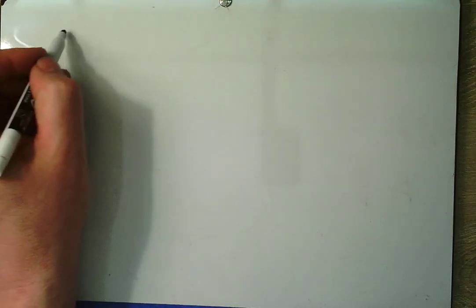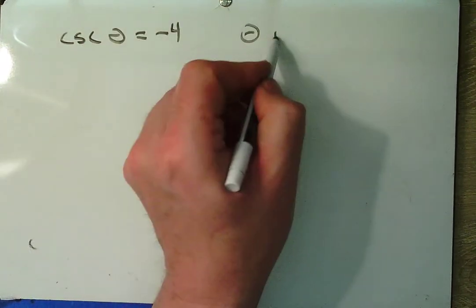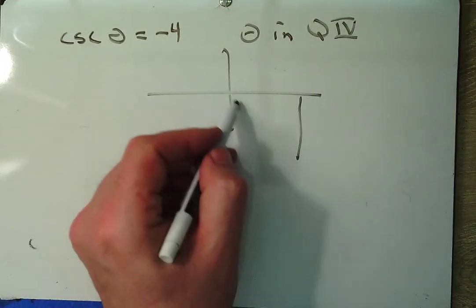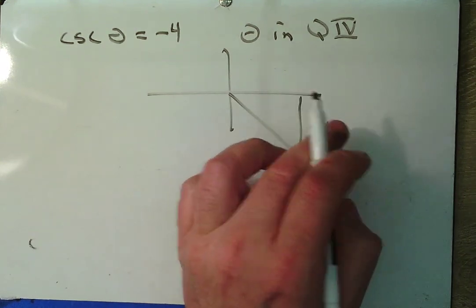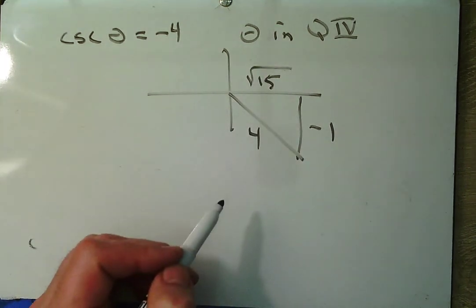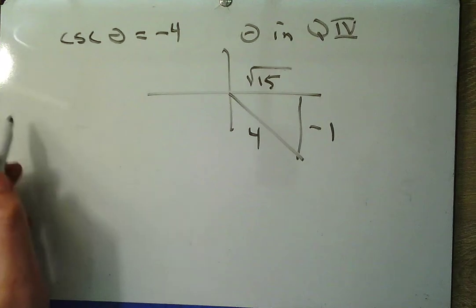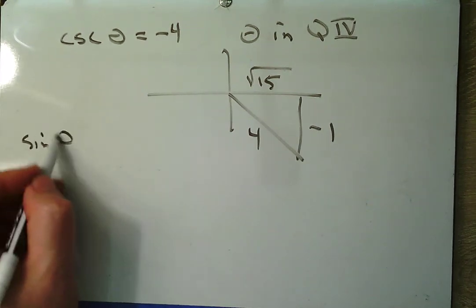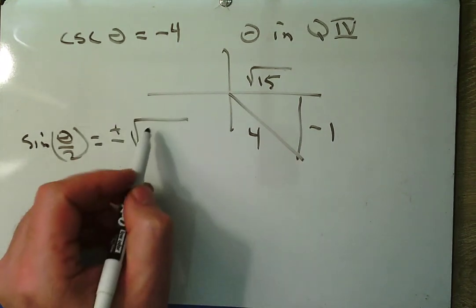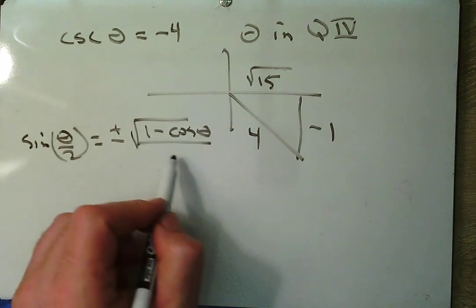Let's just have a quick conversation about this one. Secant, cosecant theta equals -4, theta in quadrant 4. If I draw a fourth quadrant, -1/4 and square root of 15. Okay, so when I use my half angle formula, sine of theta over 2 equals plus and minus square root of 1 minus cosine theta over 2.